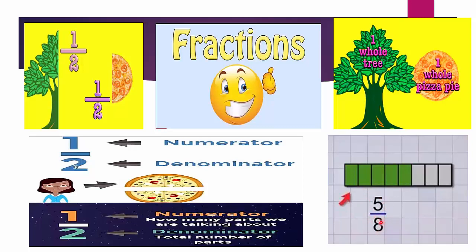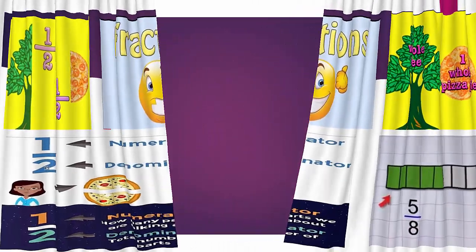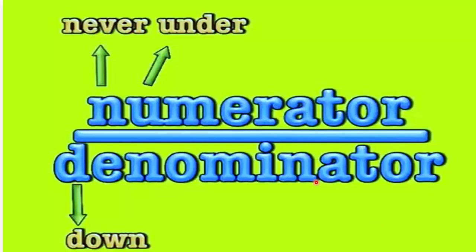Let's count all parts here. 1, 2, 3, 4, 5, 6, 7, 8. So this fraction is 5 over 8. I read the fraction from up to down. Okay, my students? Again, the colored parts up, all parts down. In a fraction, the numerator is the number which is up, never under, and the denominator is the number which is down.